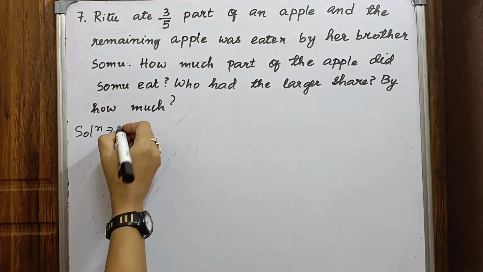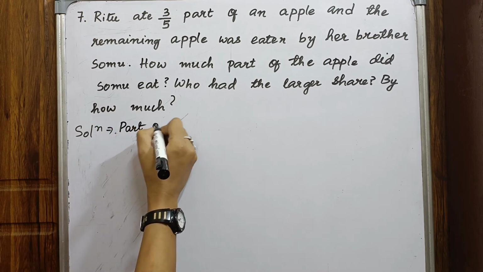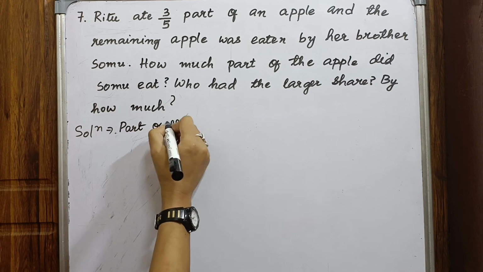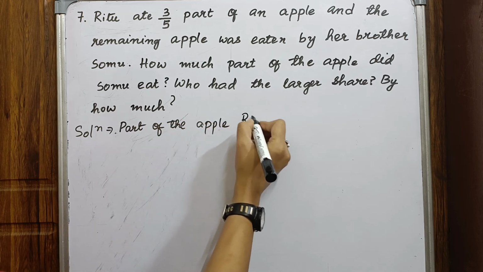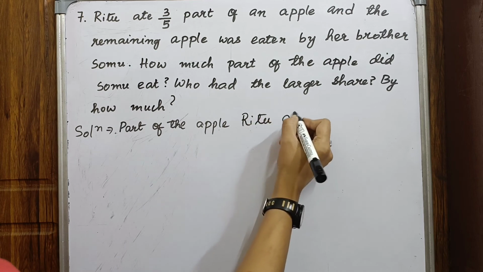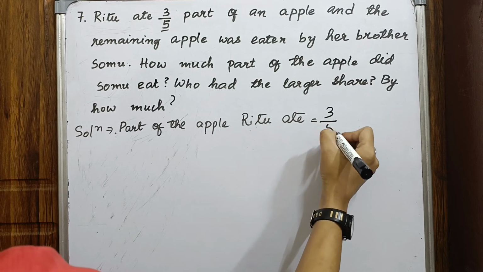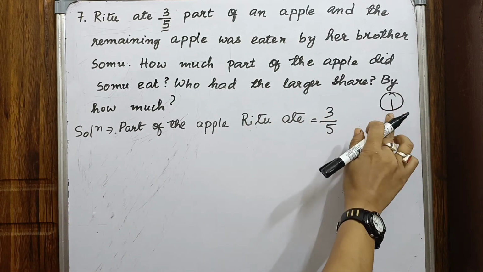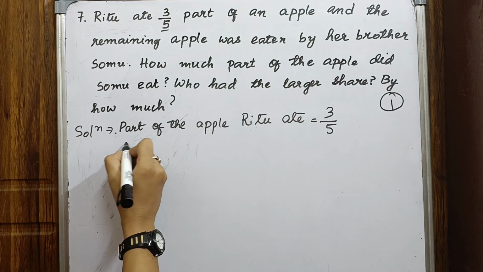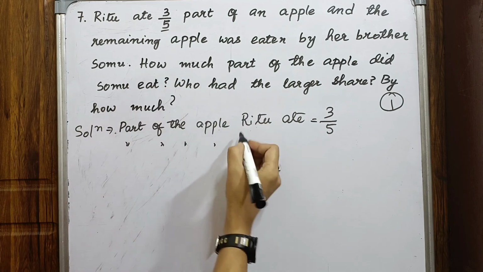So the part of the apple Ritu ate equals 3 by 5 of the whole apple, which is one apple. Now the part of the apple Somu ate.